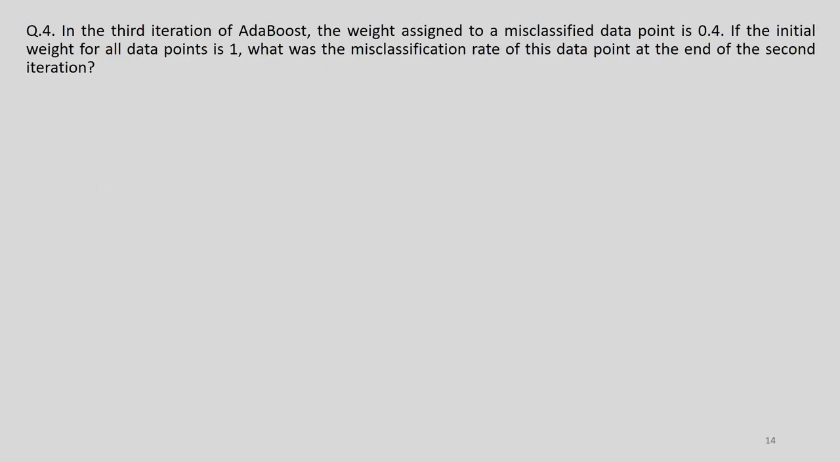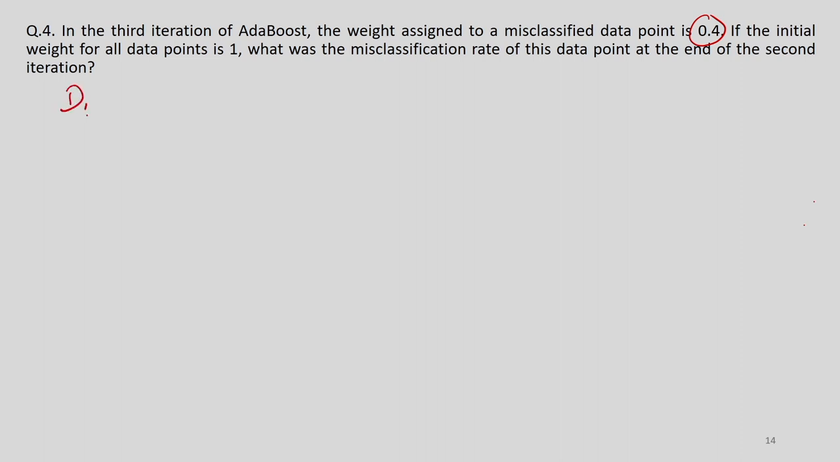Alright, okay, now coming to the fourth question. It is given as: in the third iteration of AdaBoost, the weight assigned to a misclassified data point is 0.4. If the initial weight for all data points is 1, what is the misclassification rate of this data point at the end of the second iteration? So we write what we already know.